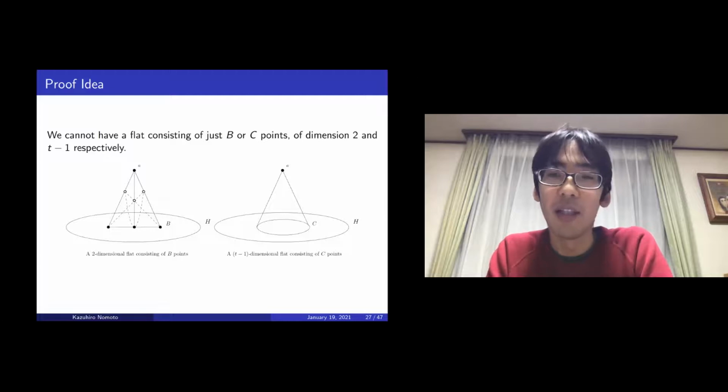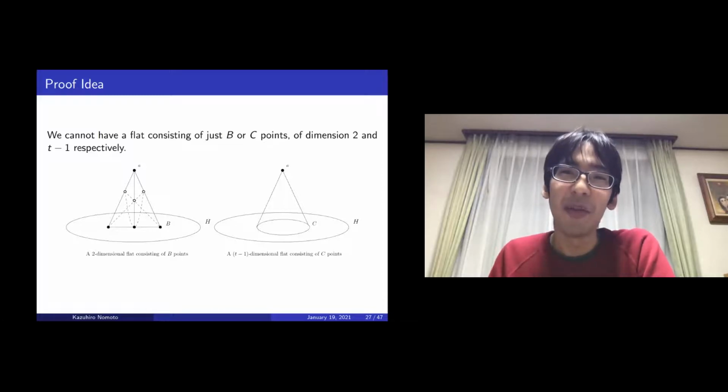If you had a t minus 1 dimensional flat consisting of just the C points, then if you remember what all the C points are doing, they're basically empty. So in this picture to your right, what you see is an induced I1 T restriction, which is a contradiction again.